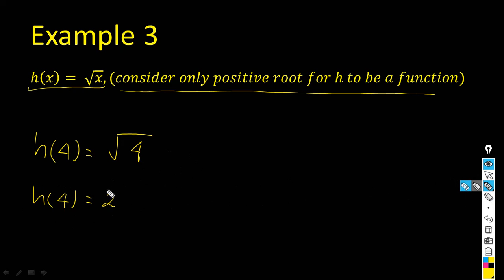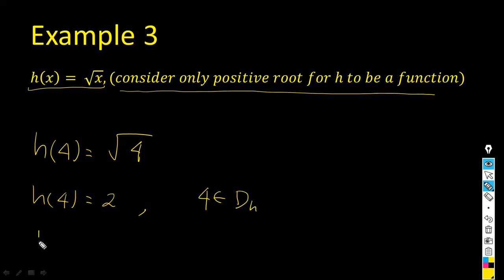You can create things as long as you respect logic, as long as you don't create contradictions and so on. You're not allowed to do anything you want. You have to respect the rules of logic. So h of 4 equals 2. And so what do we say? We say that the number 4 is an element of the domain of h.